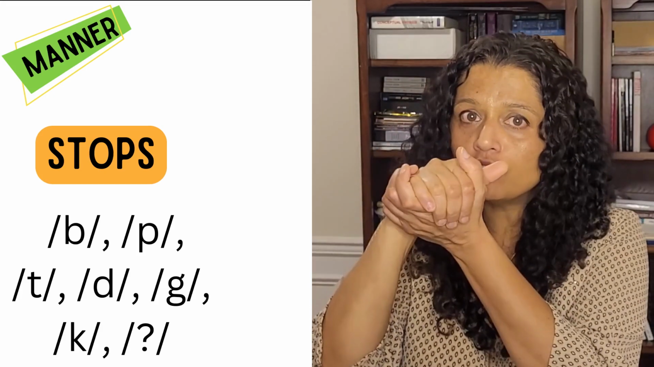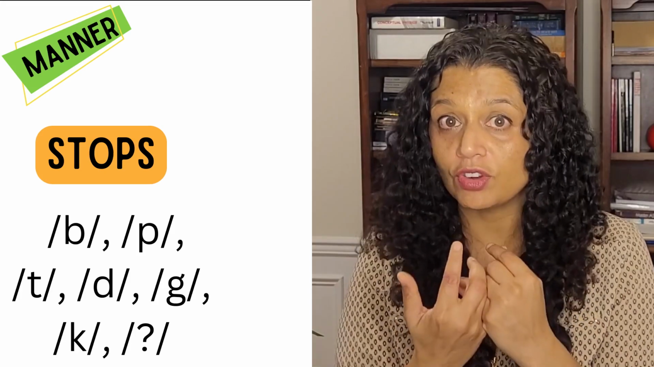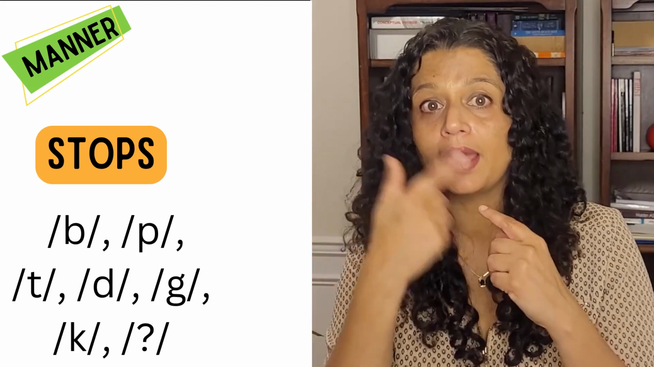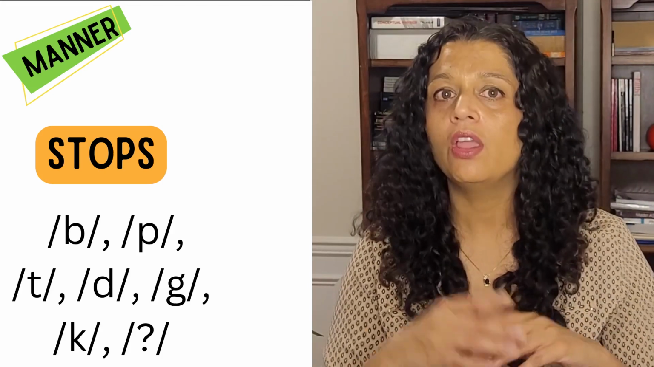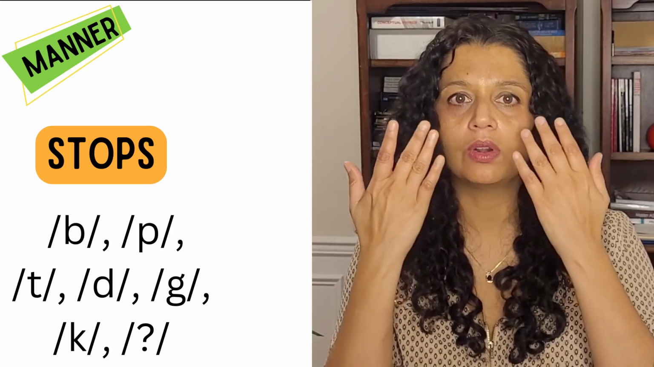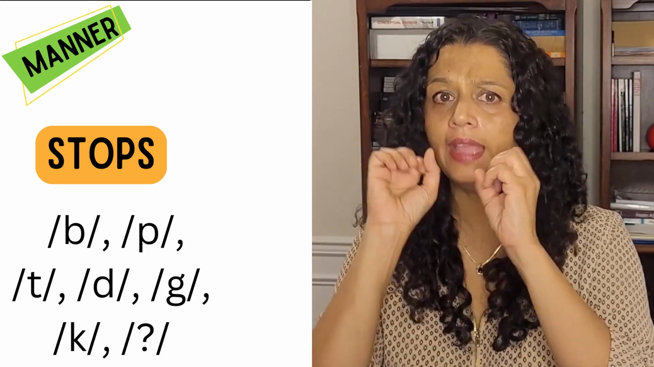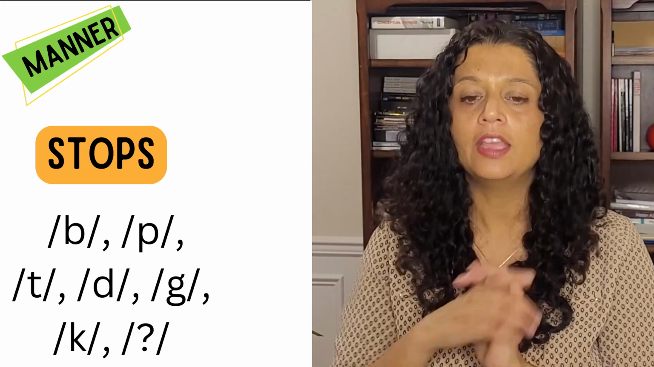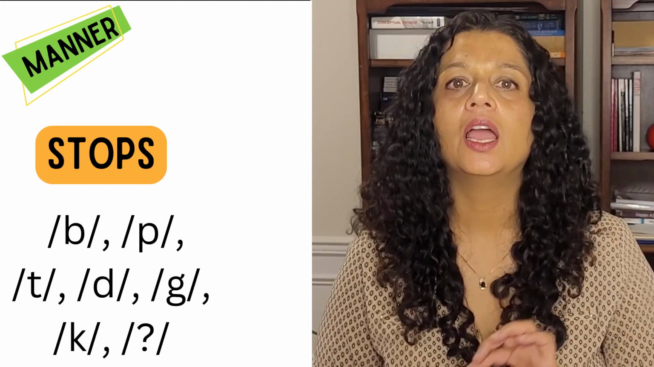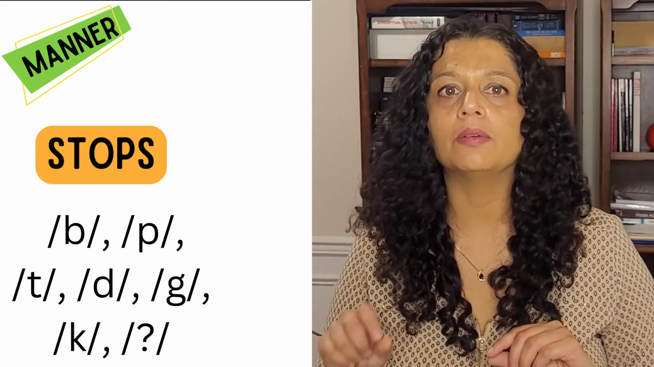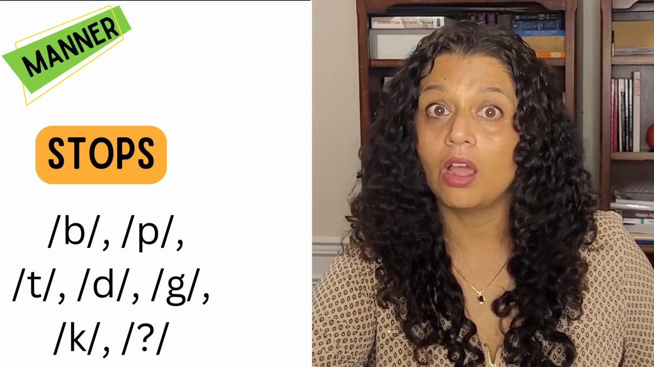So complete closure of the vocal tract, pressure builds right behind the place of constriction, which is determined by the place of articulation we've already talked about, whether it's lips or teeth or alveolars or palatals. And then that pressure is released. So p, b, t, d, k, g, and that glottal stop sound as well. Those are all our stops.